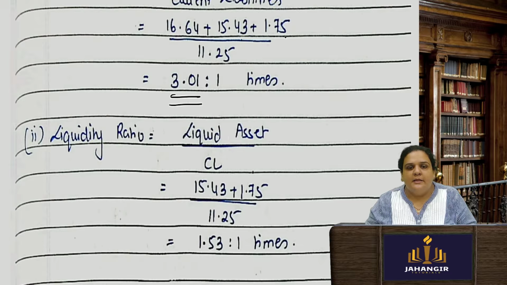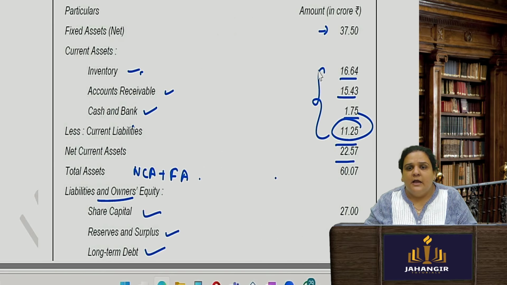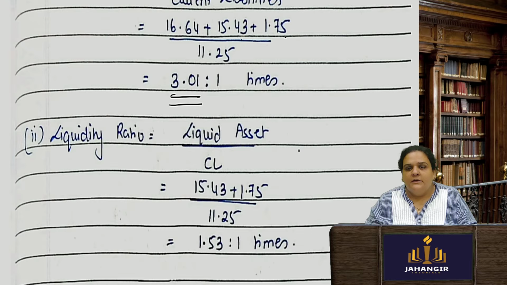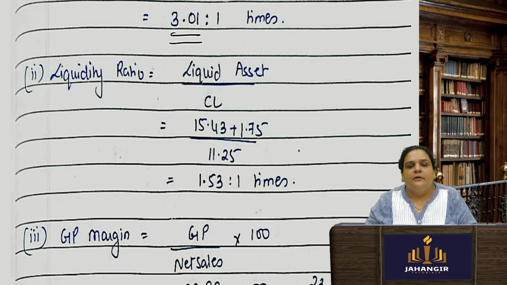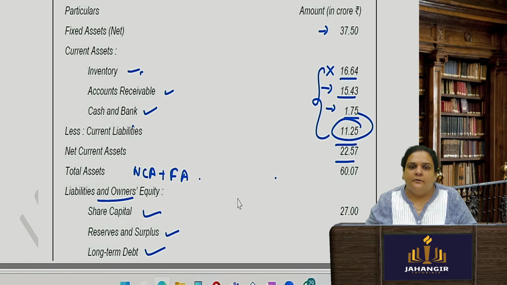Liquid ratio will be liquid assets upon current liabilities. Which will be the liquid assets? I will not take inventory. Accounts receivable plus cash and cash equivalent. That means 15.43 plus 1.75, 17.18. Divide by current liabilities. So 1.53 is to 1.